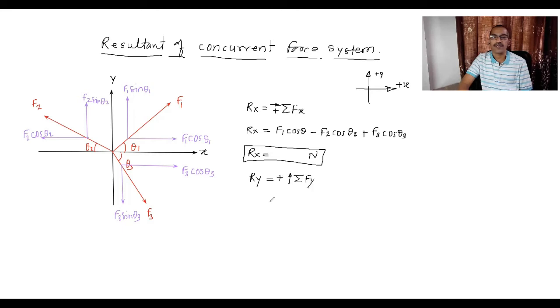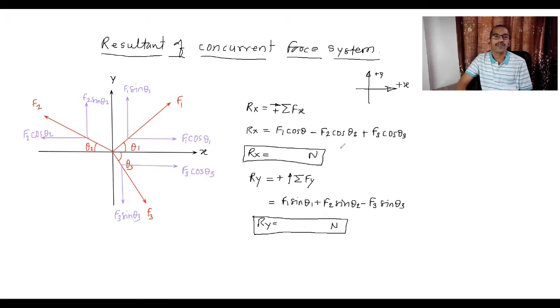Summation of Fy. Therefore, in summation of Fy, now if we add the forces, the first component is F1 sin theta 1, upward, positive. Then F2 sin theta 2, upward means what? Positive. But the component of F3 is in the downward direction, that means this one comes out negative, F3 sin theta 3. Therefore, substituting values of forces and inclinations, we will find this Ry.